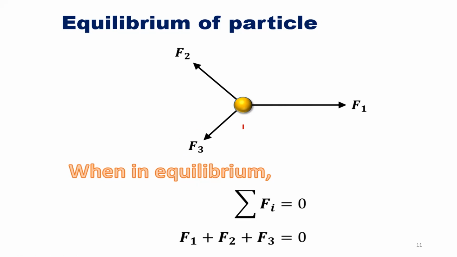When they are in equilibrium, you must understand the net force, the resultant force here, must be zero. Whatever the net force acting on the system has to be zero. Meaning F1 plus F2 plus F3 is equal to zero. I can also show this in a vector diagram.